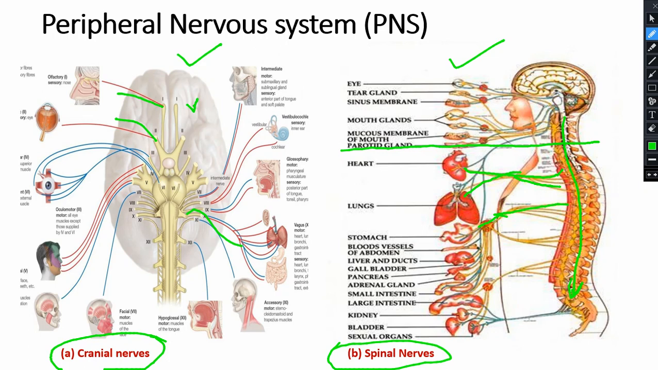Okay, so the one thing you need to remember is that the cranial nerves are 12 in pairs, and the spinal nerves are 31 in pairs. I hope you have understood this lecture.